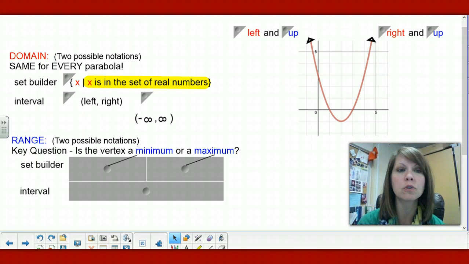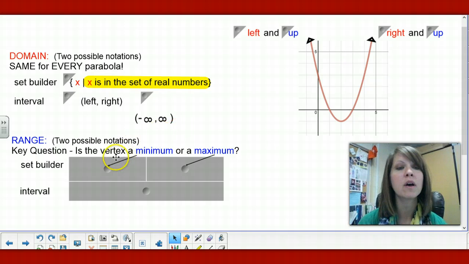So the interval notation, how far left does it go? Well, it extends left forever. And that means it extends to negative infinity as far as x is concerned. To the right, it extends right forever, and that's positive infinity as far as x is concerned. So it goes from negative infinity to positive infinity. That is another way to say the domain of this parabola.